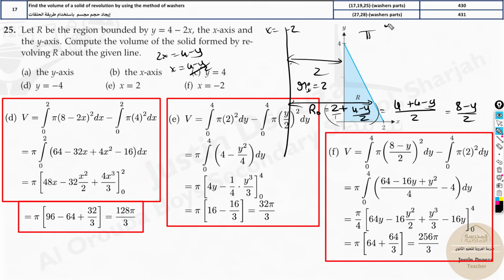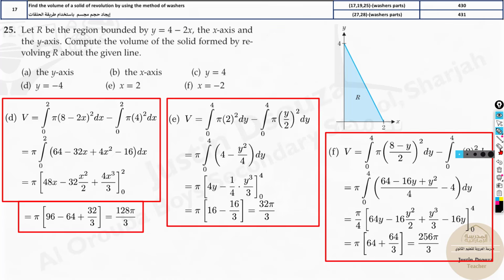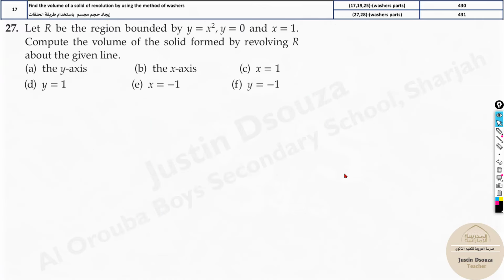Now the formula is pi integral. Now what are the limits along the y-axis? It's very simple. It's 0 to 4 over here. So 0 to 4, and what you write is (8 minus y) by 2 the whole square minus the inner radius, which is how much? 2 over here. Inner radius was 2 square. This entire thing is dy. Put this in the calculator, you will directly get the answer. So this is how we solve it. If at all you have been given the figure, it's so easy. Even if the figure is not given, you can draw a rough figure and then solve it up.